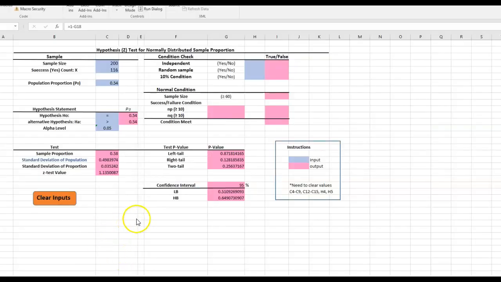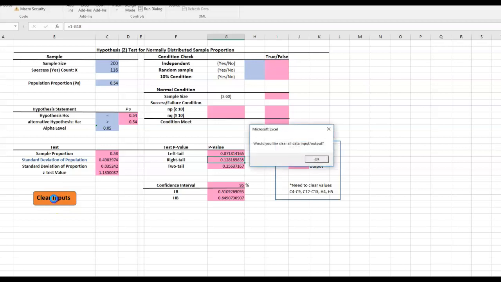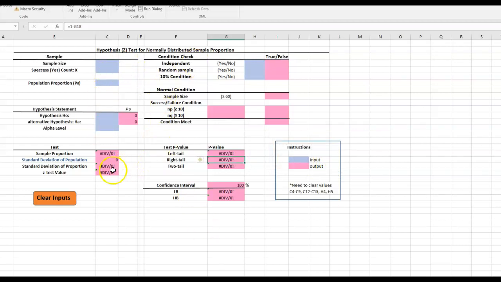Now we continue to use the proportion test template in Excel to solve this question. This is the result from the previous example. Just clear the inputs, and then click OK and OK. That basically clears all the inputs, and the output is just no values. So we enter the values for the global warming problem.